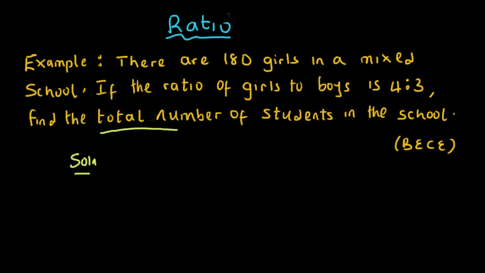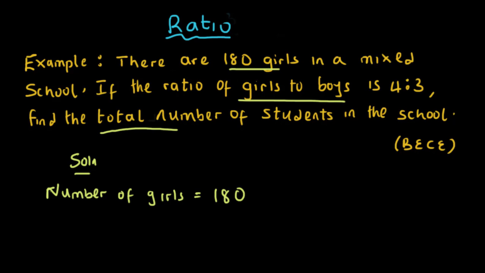So look, we're told that there are 180 girls in a mixed school. So we're given the total number of girls. So number of girls equals 180. Can you see? Now we're also given the ratio of girls to boys. So we have ratio of girls to boys equals 4:3. And then we are asked to find the total number of students.